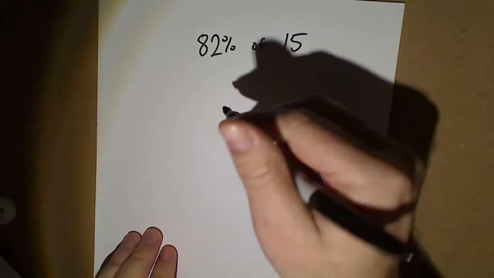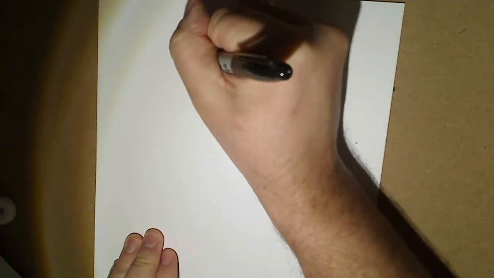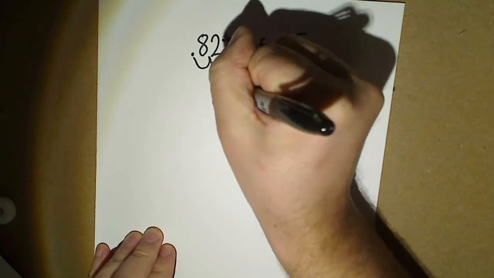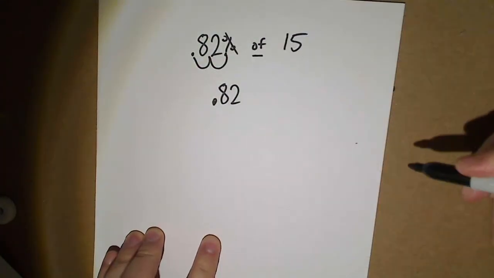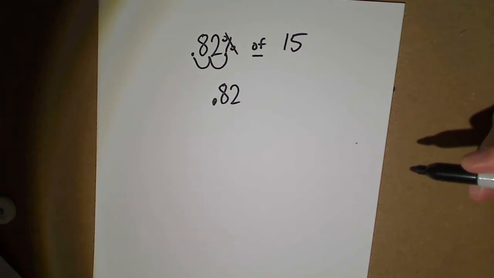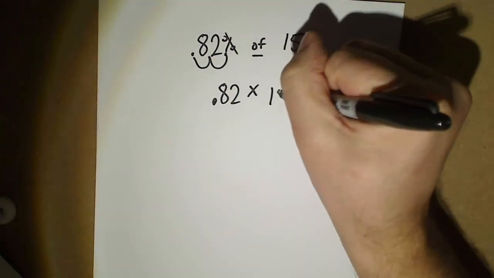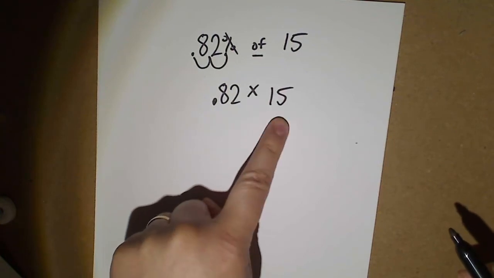So I'm going to turn this into a decimal by dropping that percent, taking the decimal and moving it over 2 times to the left, right? We end up with 82 hundredths. This word of means times. We always think of means times in math. So we're going to convert that into a times sign, and I'll keep my 15 the same. Now I have 82 hundredths times 15.